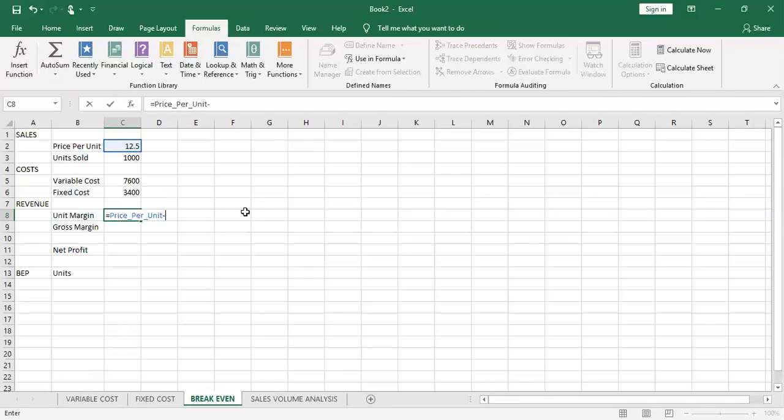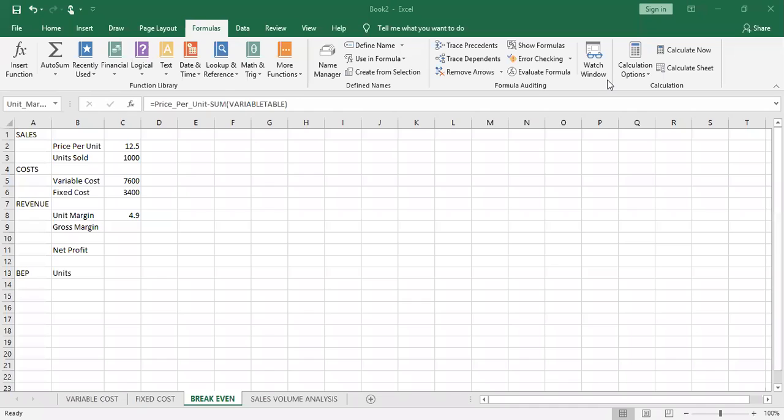So the sum of values from the variable table represents the variable cost per unit. We less that from the price per unit to arrive at the unit margin, okay? So we accept this, and that also gives us 4.9. So our unit margin or contribution, the unit margin is 4.9.